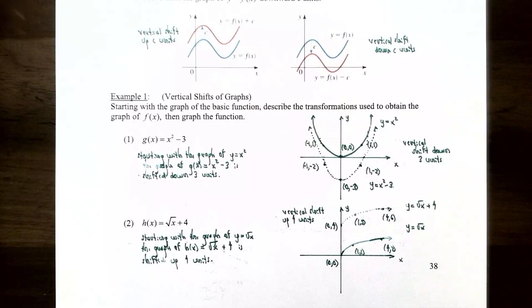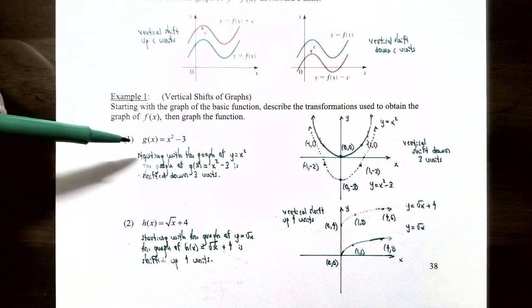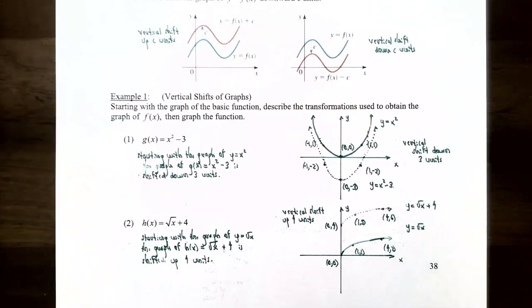So let's take a look at example 1. Example 1, vertical shifts of graphs. Starting with the graph of the basic function, describe the transformations used to obtain the graph of the given function, then graph the function. So number 1, we're going to graph the function g of x is equal to x squared minus 3. Now you could graph this by plotting points, but we're going to understand what the graph actually looks like with a vertical shift up or down.